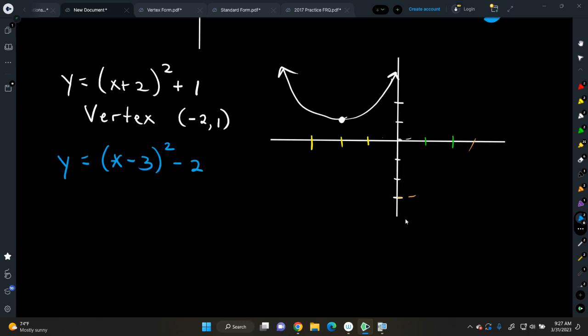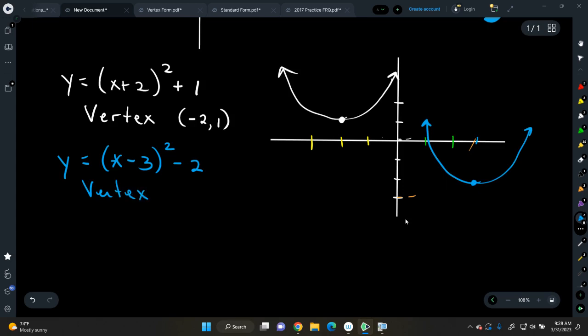Okay. Thank you. So what happens with this graph? To the right 3 and down 2. Okay. What's the vertex of that graph? What is this point right here? 3, negative 2. Everybody see that? Okay.